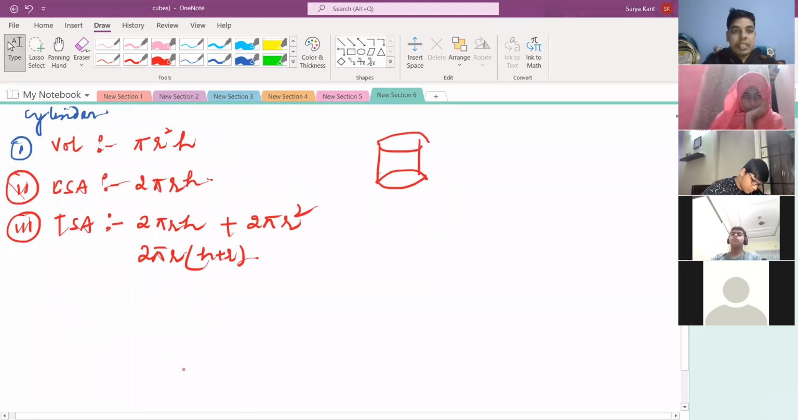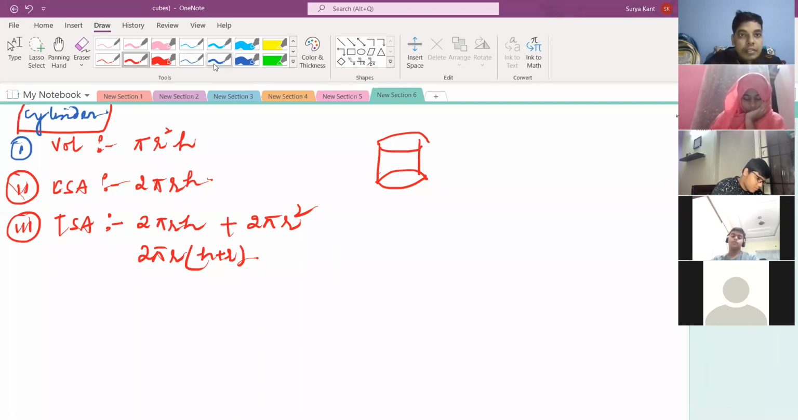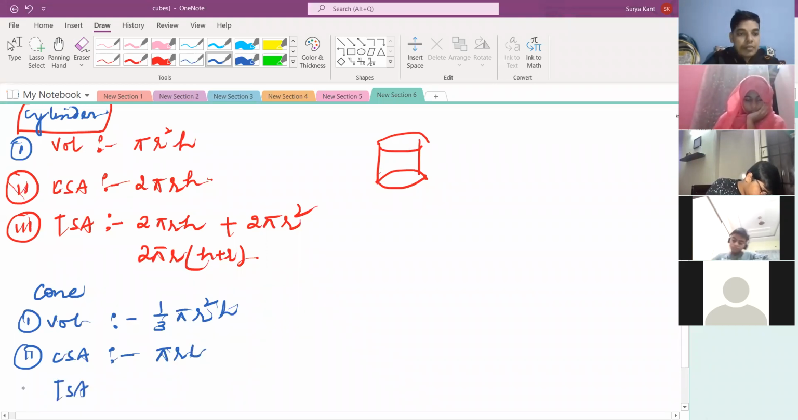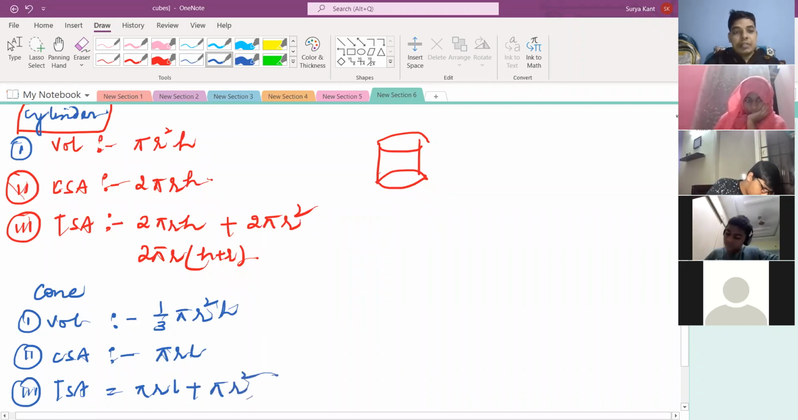Next one, anything else you have read? Cone you have read? Nihar, have you read cone? Yes, sir. What is the volume of cone? 1/3 pi r square h. CSA is pi r l. And TSA, all of you know, that is CSA plus 1 area, right? Pi r l plus pi r square.